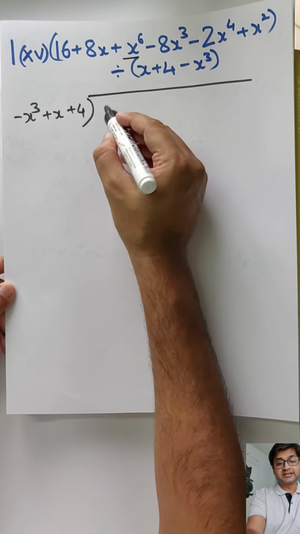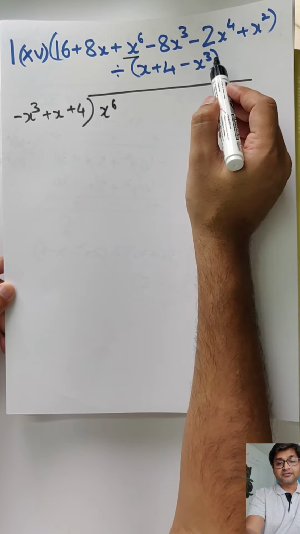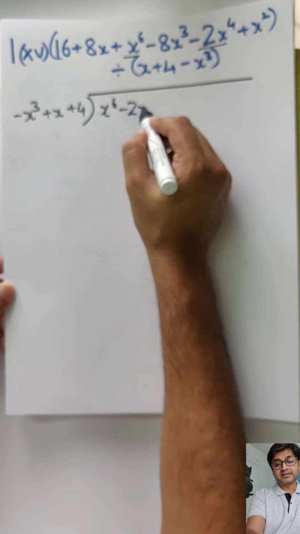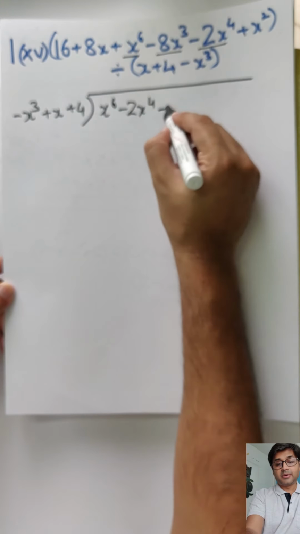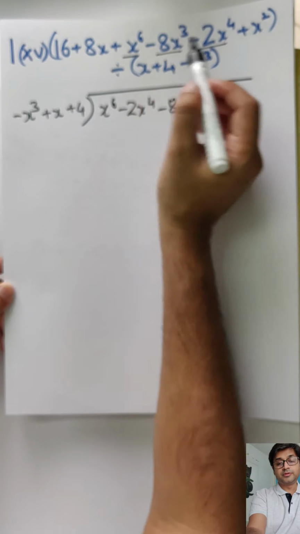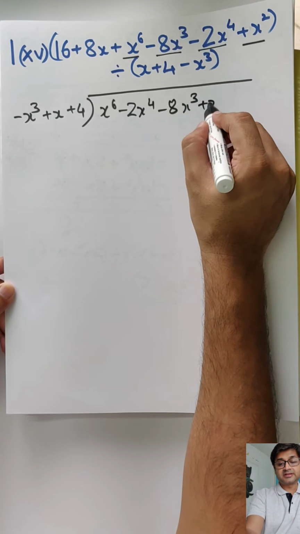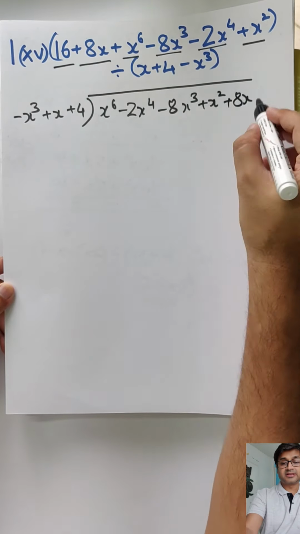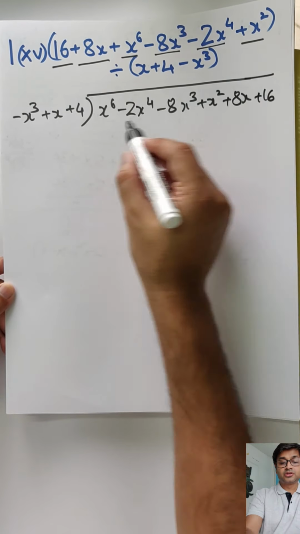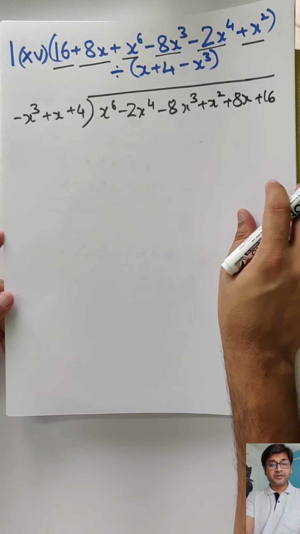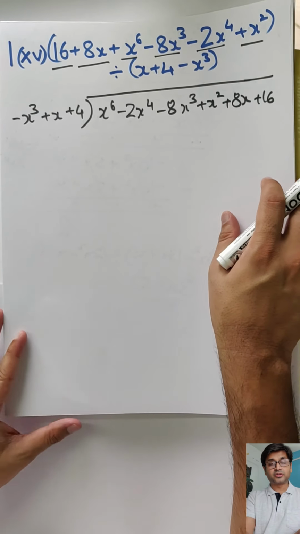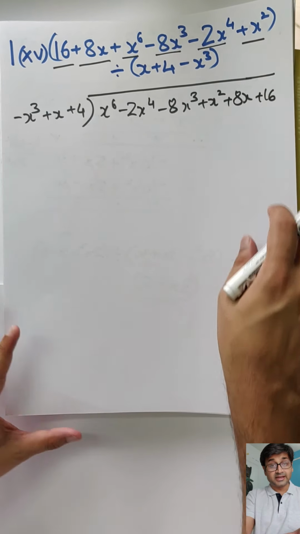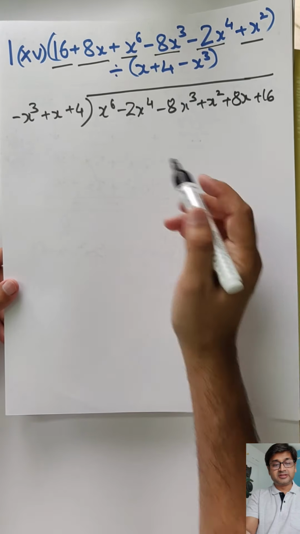First is going to come x⁶. After that minus 2x⁴ minus 8x³ plus x² plus 8x plus 16. Okay, so we arranged everything. Now with a very calm mind, try and go slowly, pause the video and get this one. Okay, follow the basic thumb rules.